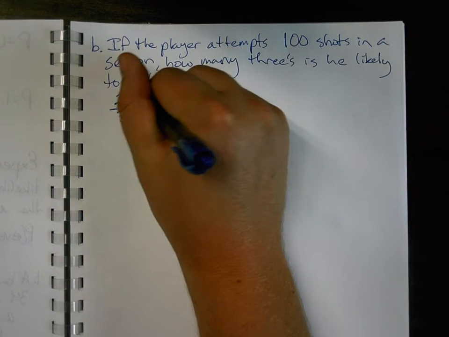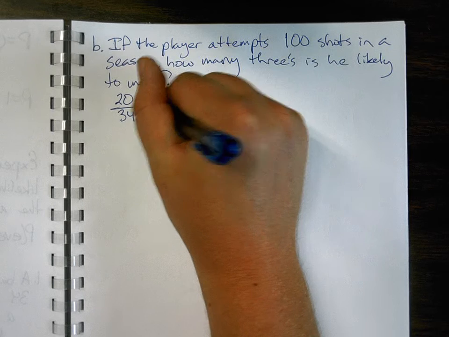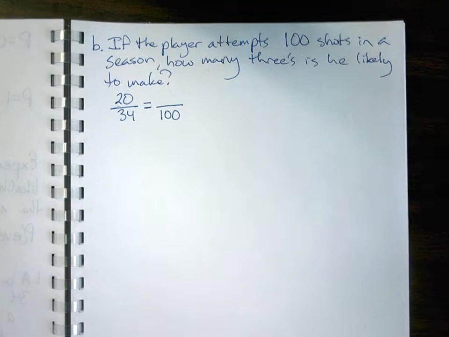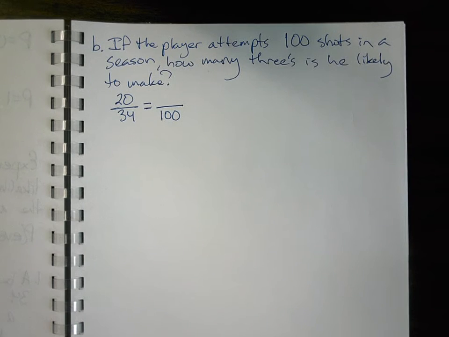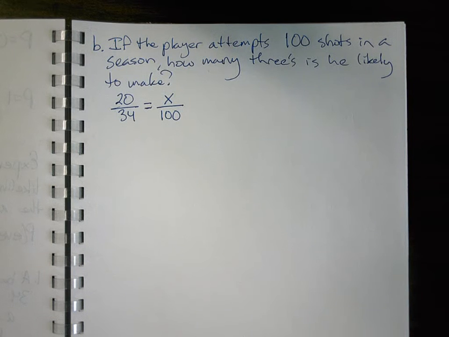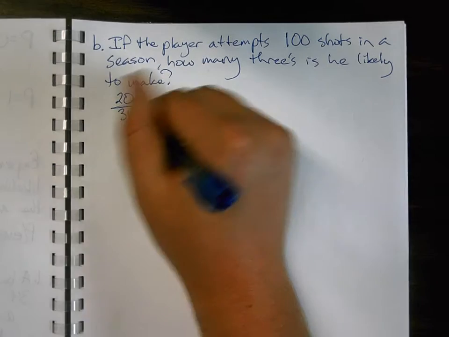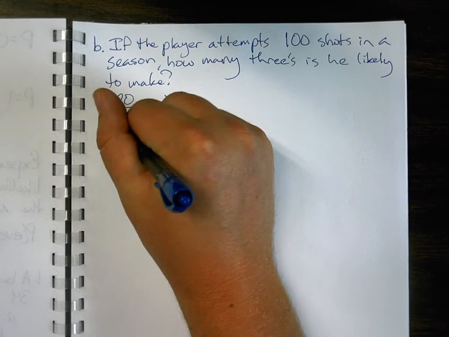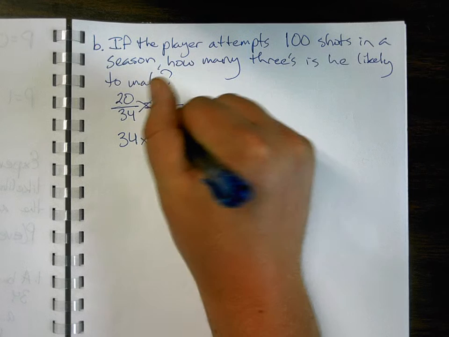So that means that, okay, there's 100 shot attempts, so our number of tries, basically, our number of attempts goes on the bottom. Those are the number of times the quote-unquote experiment is tried. So the experiment in this case is just shooting the ball past the three-point line. So 100 tries, how many is he expected to make? So we'll put X on the top because we don't know yet what that number is going to be. Yep, cross multiply. So I'm just going to put the X on the left. So 34X equals 2,000.